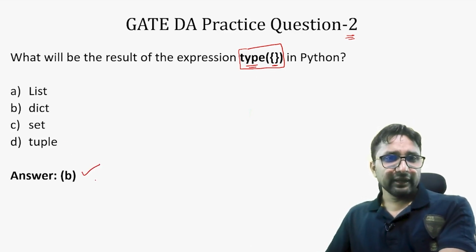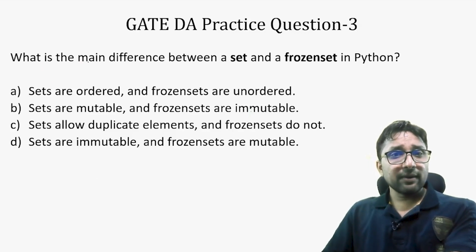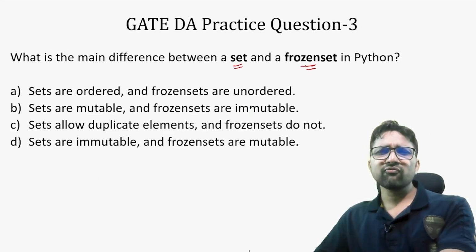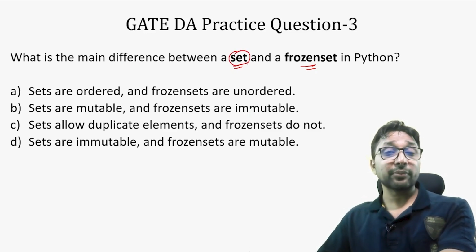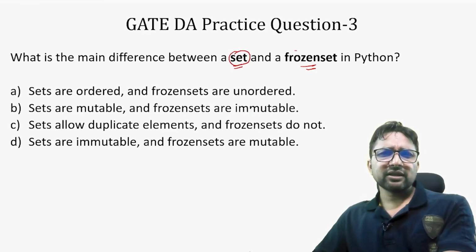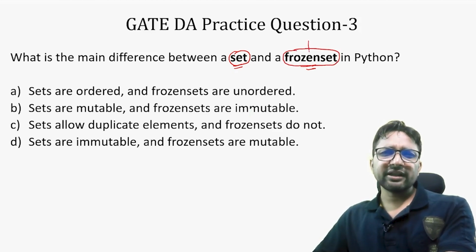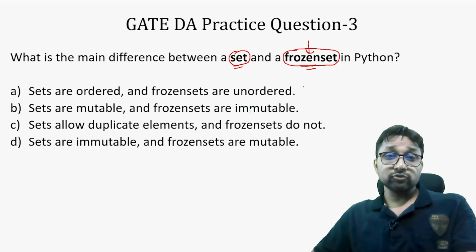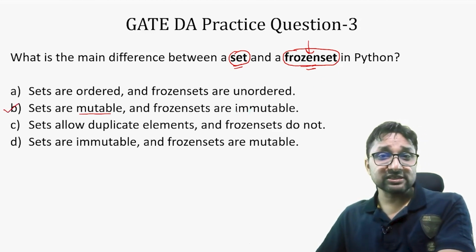Fine. Next one is: what is the main difference between set and frozen set? Sets are actually mutable, meaning we can update their values. But frozen sets are immutable. We cannot update their values. The name itself suggests frozen. So B is the right answer over here. Set is mutable and frozen set is immutable.